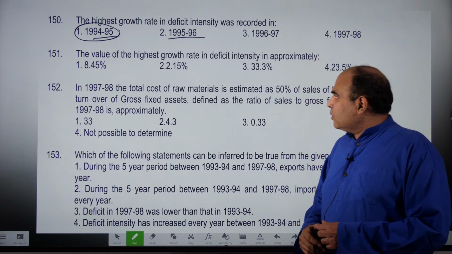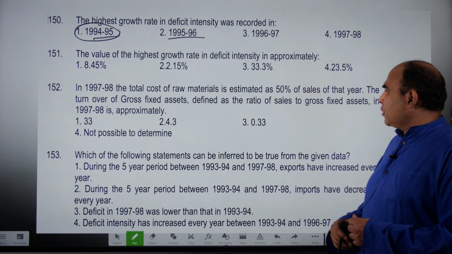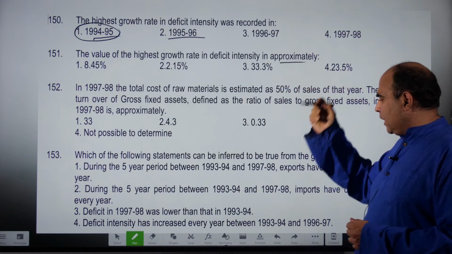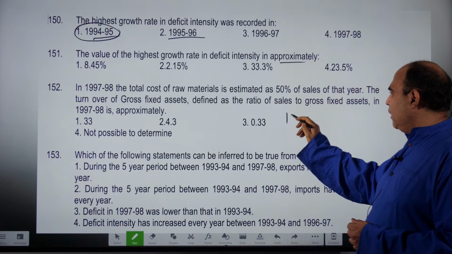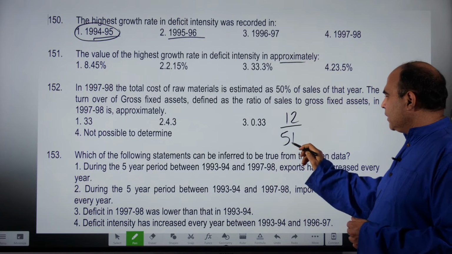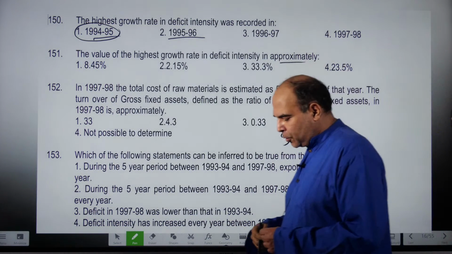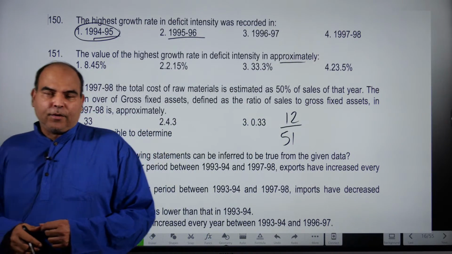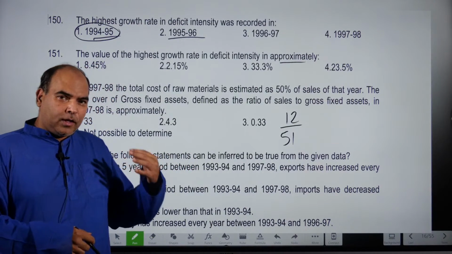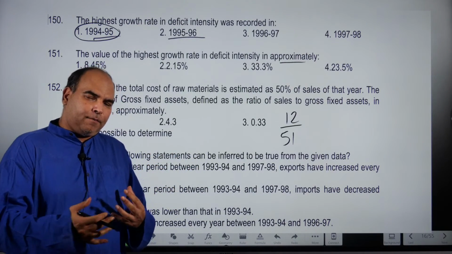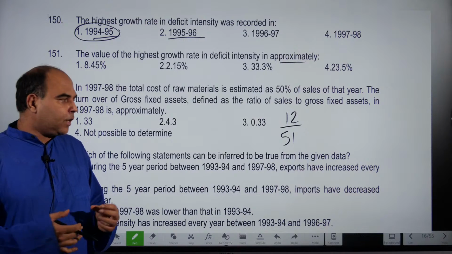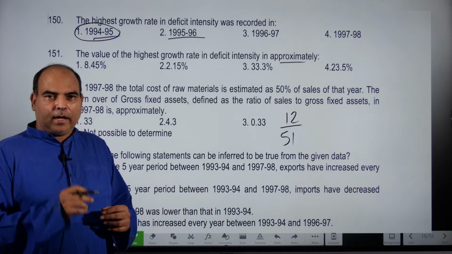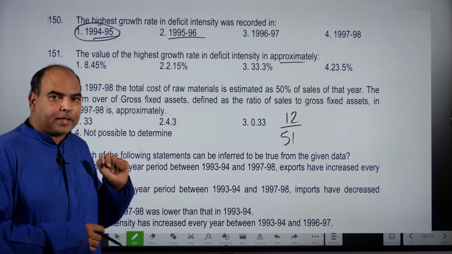The value of the highest growth rate in deficit intensity is approximately. So they are asking the value of this highest growth rate. We have to calculate the value of 12 by 51. So they are giving us a second question which is free at this point. ये CAT 99, 2000, 2001 के टाइम का है क्वेश्चन. So उस टाइम वो लोग थोड़े कुछ questions they would give free runs for you, free hits for you कि चलो तुमने इतना देख लिया तो इसको एक और मार्क ले लो. आज के लिए करना बंद कर दिया उन्होंने.